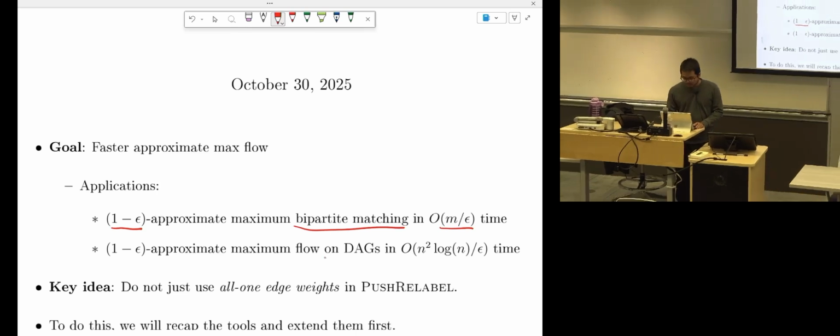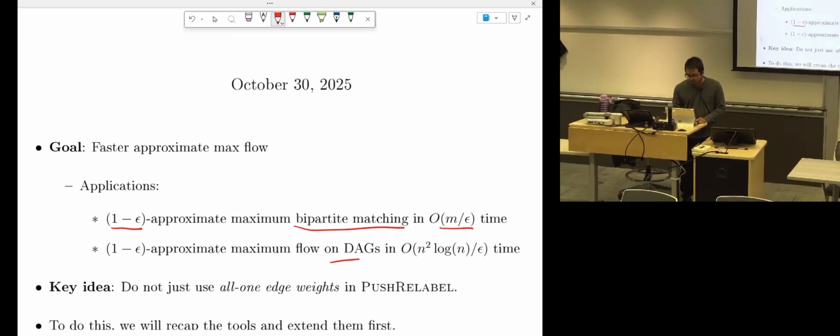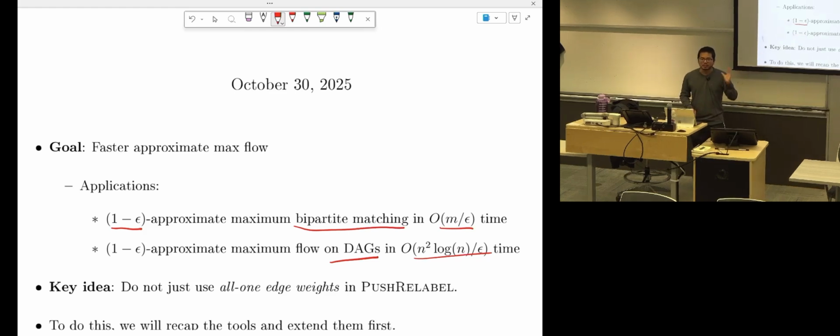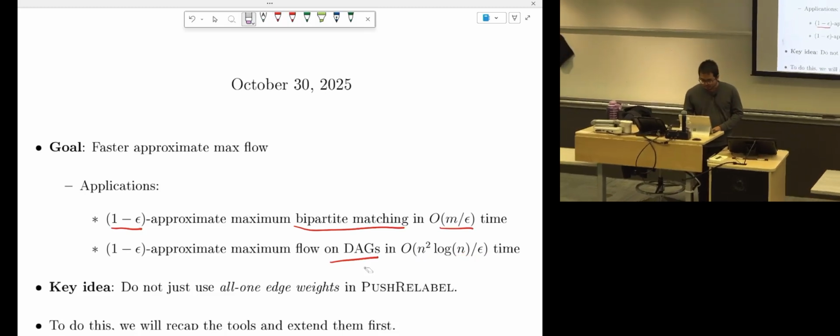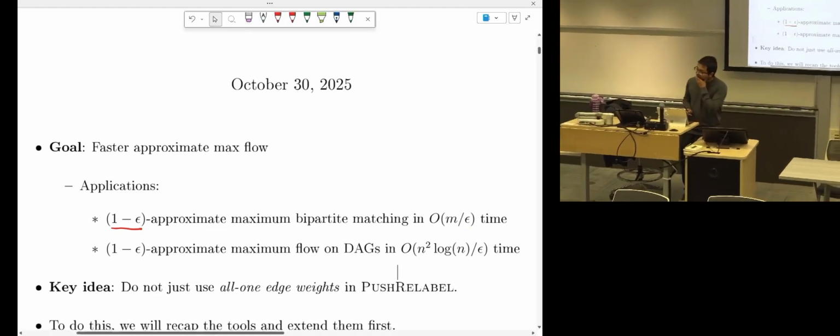And also we're going to see how to compute approximate max flow on DAGs in something like n squared. We saw something like this for approximate shortest path, right? And it's going to be similar. Okay, so what's the idea here?